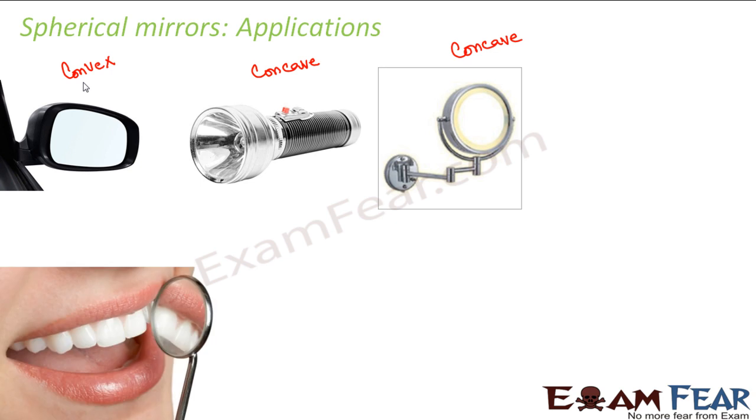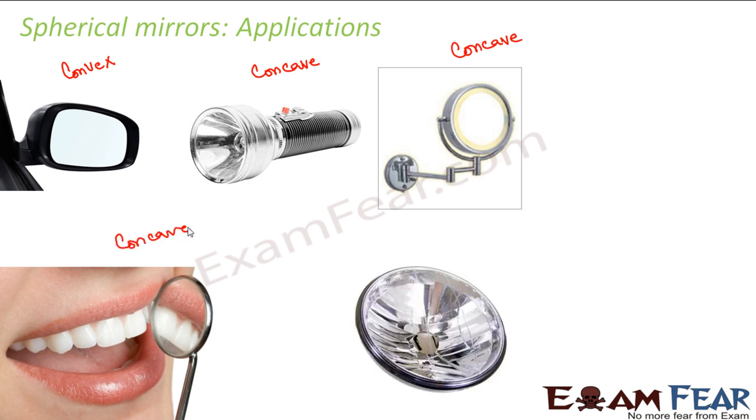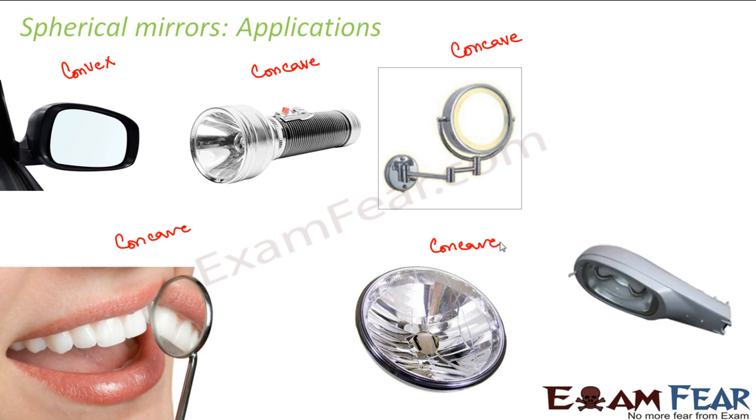Next is the dentist mirror. You would have seen that when you visit a dentist, he uses a mirror to have an enlarged view of your teeth. So whenever you want an enlarged view, you will go for a concave mirror. Next is the vehicle headlights. Again, the purpose of vehicle headlights is also the same. They want to focus light on a specific area. So since the purpose is to focus light, that means they want to converge the light rays. So we will use the converging mirror, that is the concave mirror.